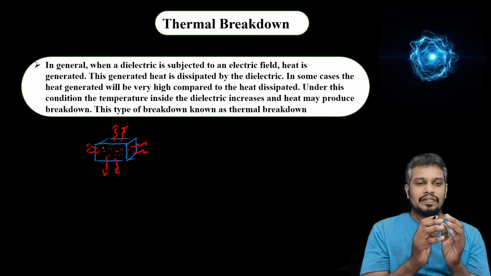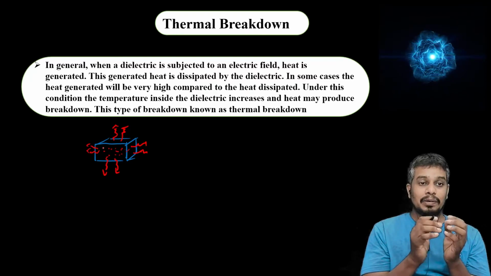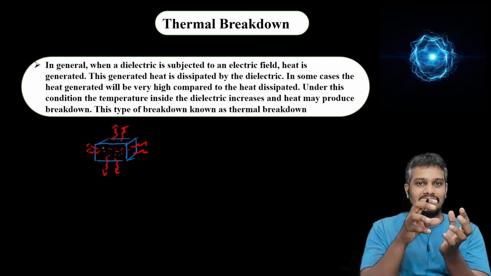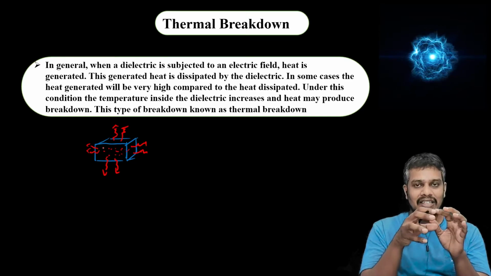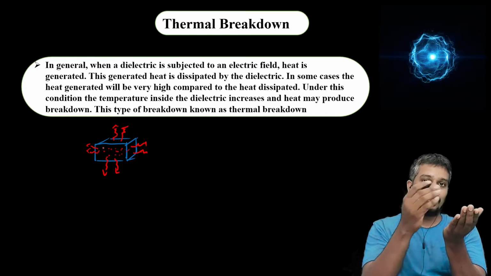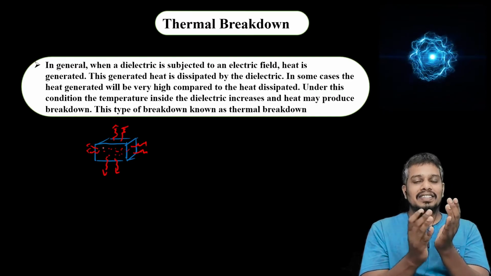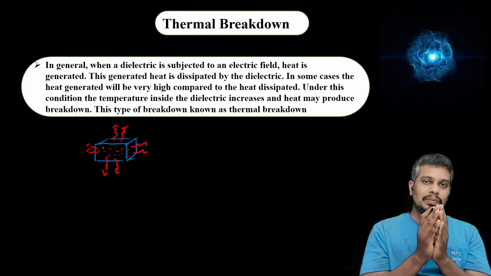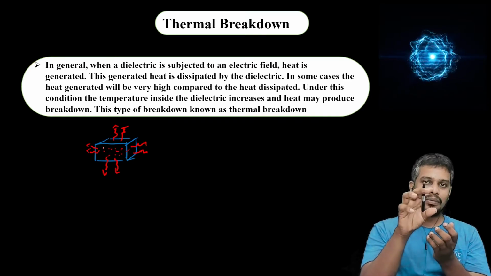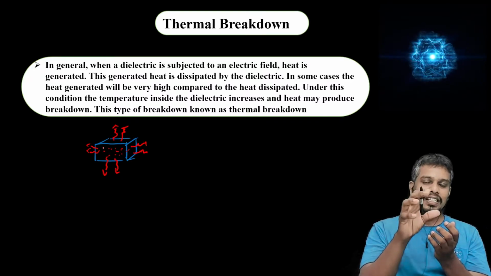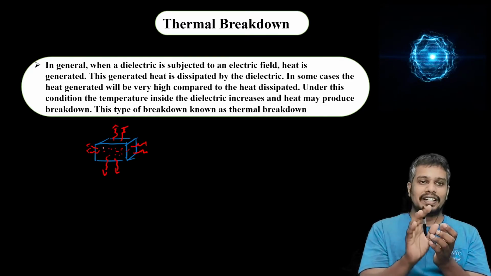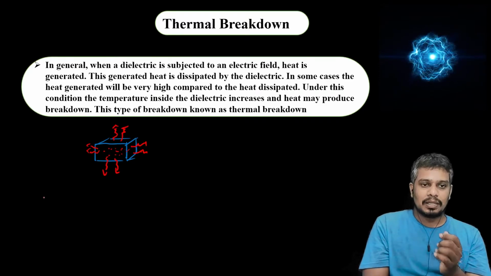Once the generated heat exceeds the dissipated heat, then the valence electron inside will gain more energy, and it will go to the conduction band due to the generated heat. This kind of breakdown is called the thermal breakdown. Once it goes to the conduction band, then it is no longer an insulator, no longer the dielectric acting as an insulator, it will conduct. So this kind of breakdown is thermal breakdown.